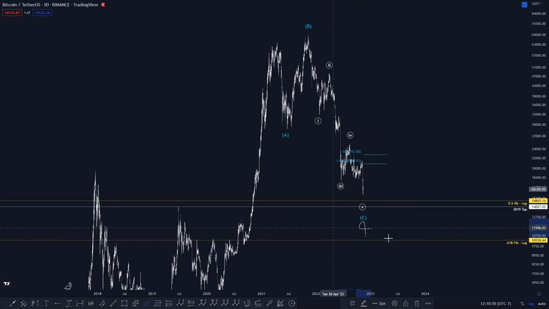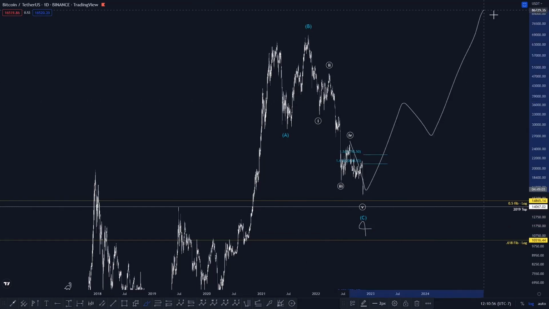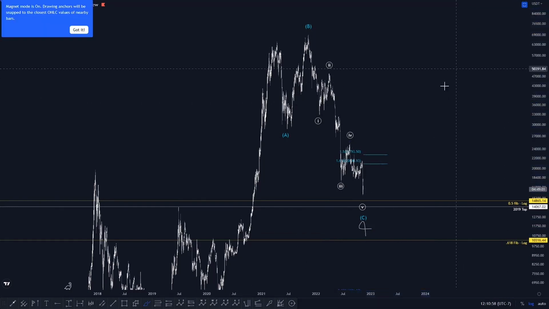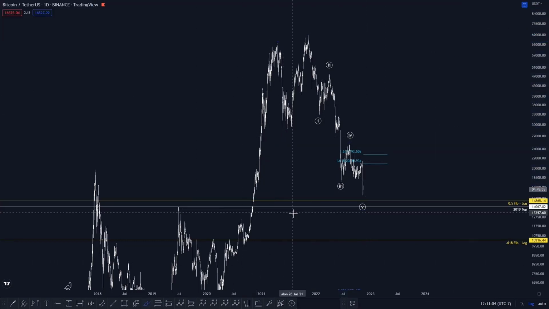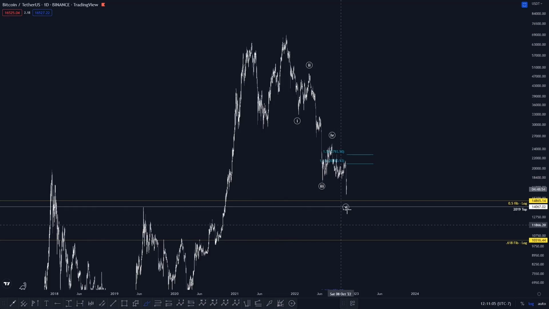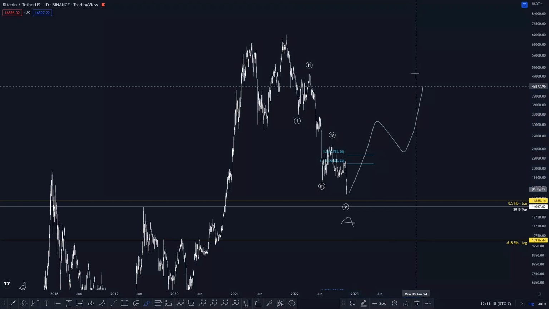The only validation for this, once again, is this 2019 top. But if it comes down like this, there is still potential that we come up massively for that fifth final wave. Or once again, we're also aware that this could just be the start of a leg, or this could just be a B, and then we come down for a C.